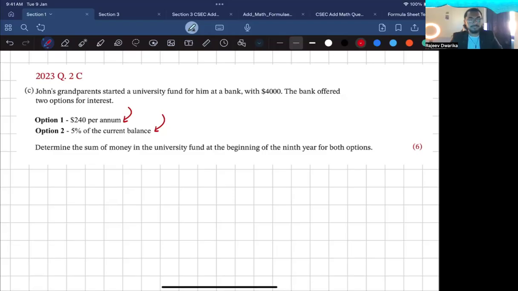Option two sounds like, automatically, if option one was an AP, then option two is a GP, right? GP. Yeah. Now let me show you another way you could look at it.